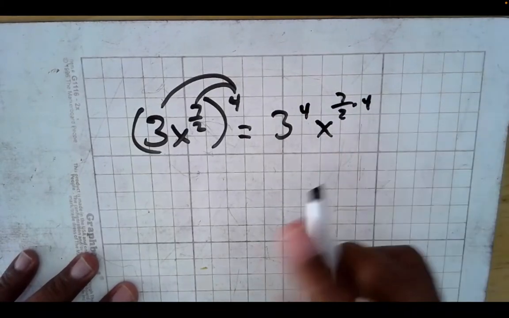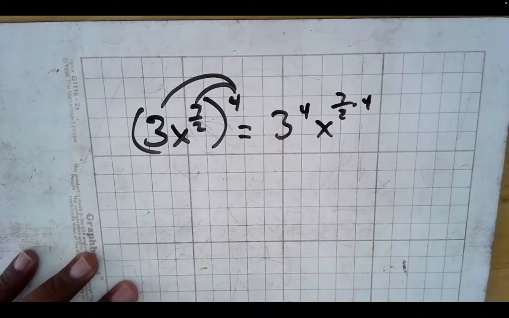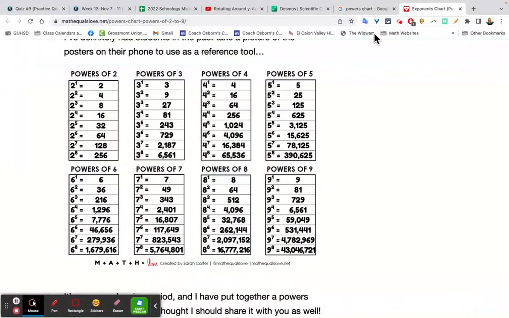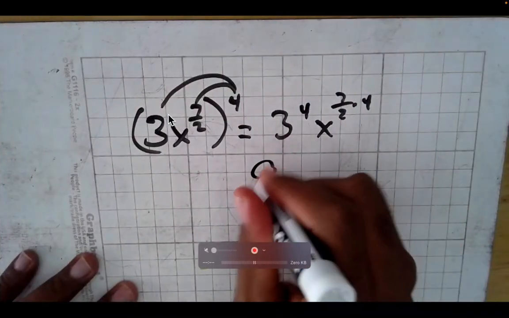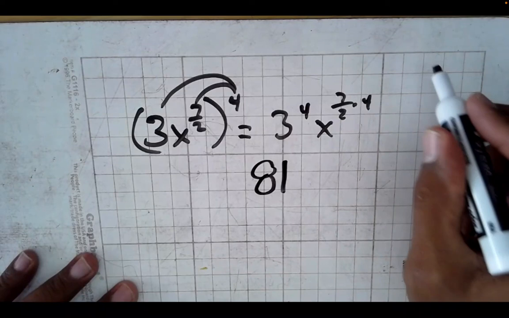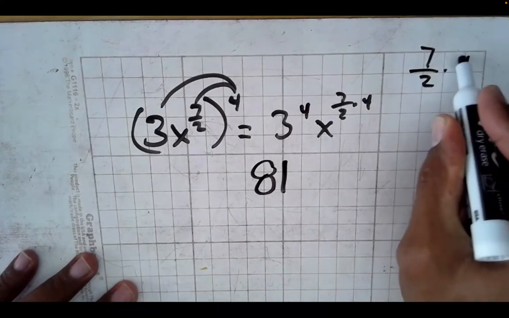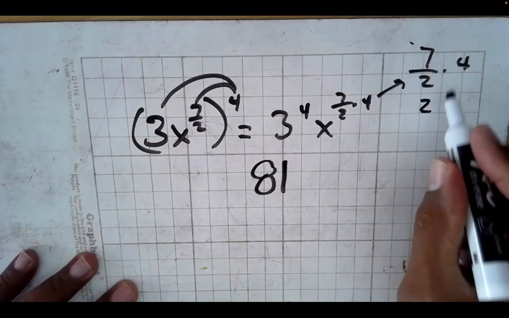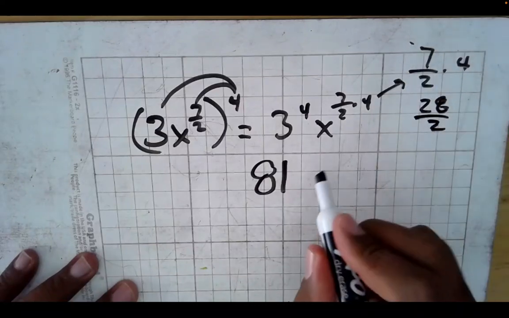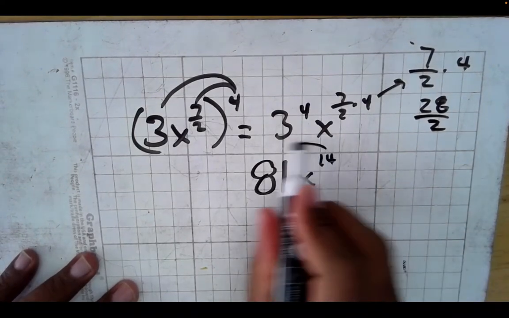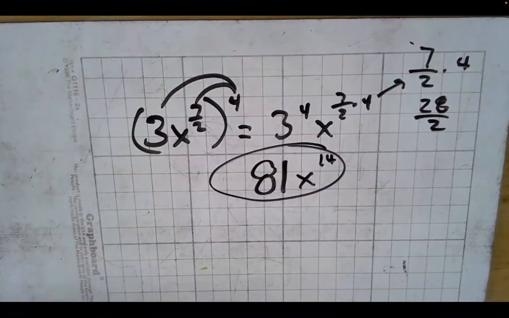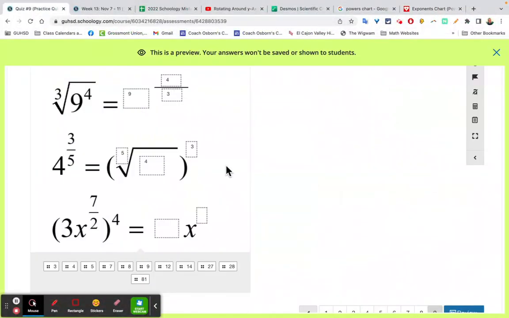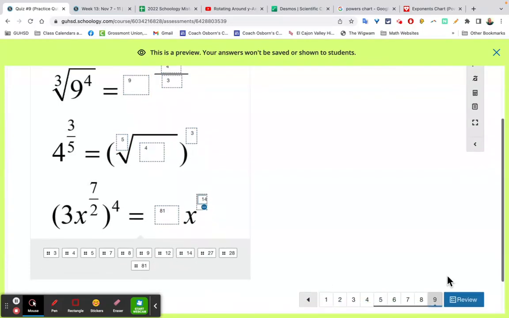We multiply those exponents. So 3 to the 4th power, again, I can just calculate that, or if you look on the powers chart here, 3 to the 4th power equals 81. And then I have to multiply this fraction with this 4. So 7 over 2 times 4. Remember, I multiply the numerators. 7 times 4 is 28. And then divide by 2. That equals 14. So now the exponent on the x is 14. So it's x to the 14. So then I would choose down here, you see 81. And then 14 is the final exponent. Okay. All right. That's the review.